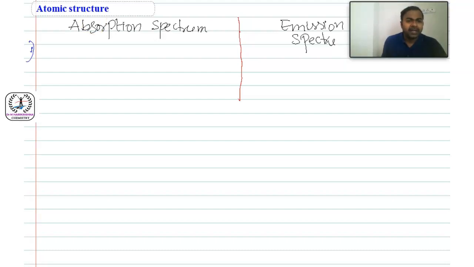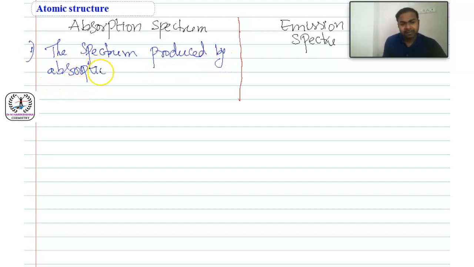So here I am writing the difference between absorption and emission spectrum. Absorption spectrum is possible when the electron absorbs some amount of energy; only then can we observe the absorption spectrum. The spectrum produced by absorption of radiation is called absorption spectrum. Then what about emission spectrum? The spectrum produced by emission of radiation.